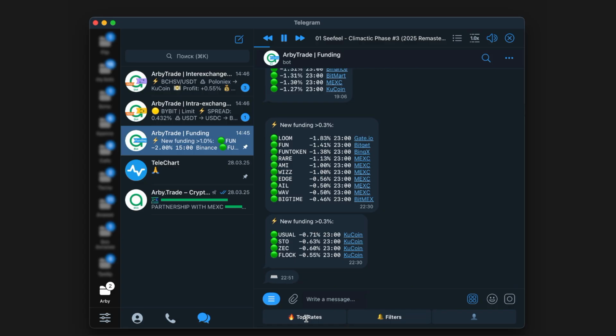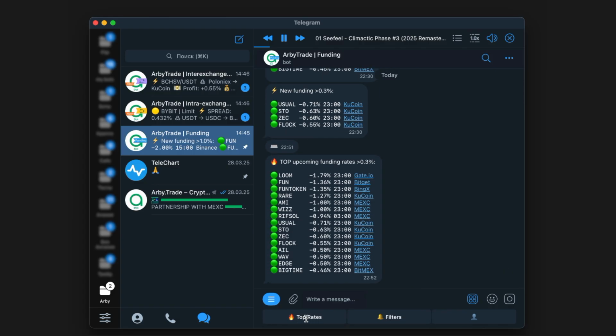By clicking the top funding button, we'll see all the upcoming funding rates above the filter threshold set in the bot. We recommend focusing on rates of 1% or higher. It's currently 22:52, and the next funding calculation is at 23:00, so in 8 minutes. The bot displays the funding time adjusted to your local time zone.